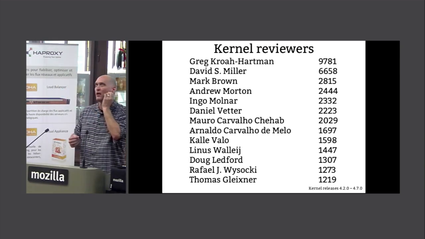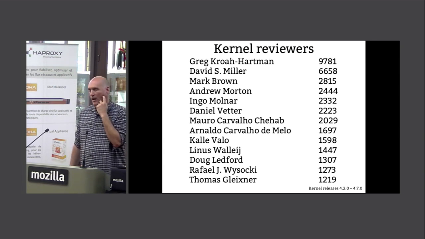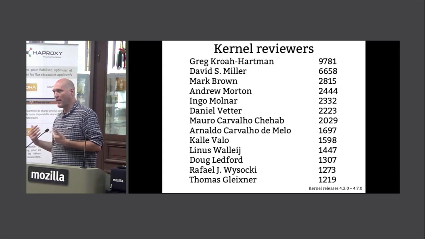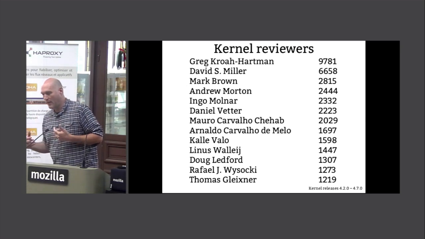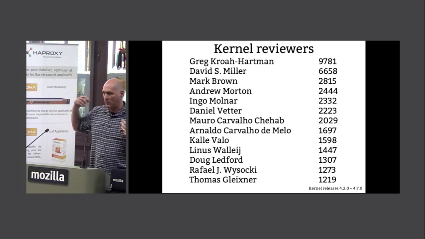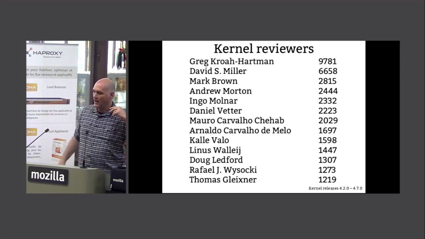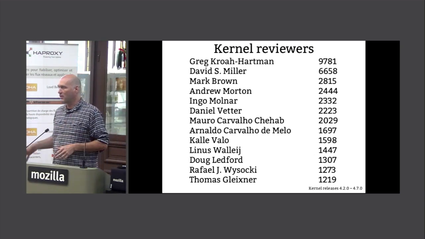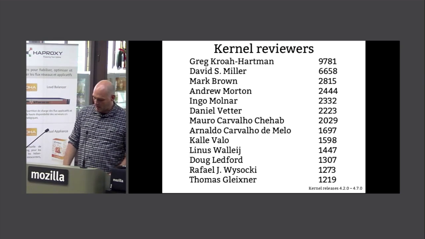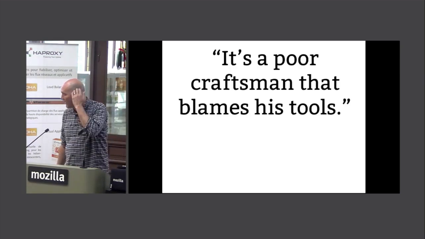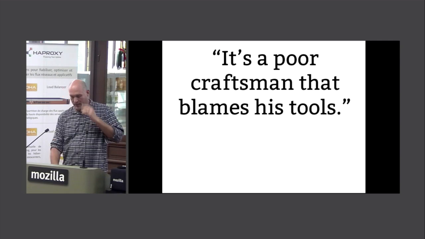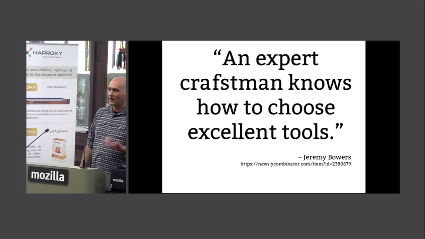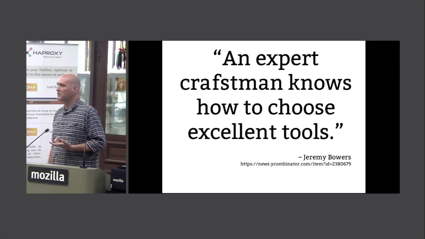So I've given the talk to a lot of other projects. A lot of other projects hit a scaling wall where they can't accept patches fast enough that are being submitted to them. And so the kernel's looked at as a model of where this wall has been broken constantly. And I've been told, well, you guys are just really, really good. So how do we get people as good as you? And yeah, there's the old phrase, a poor craftsman blames his tools. But what it really means is a good person knows how to pick good tools.